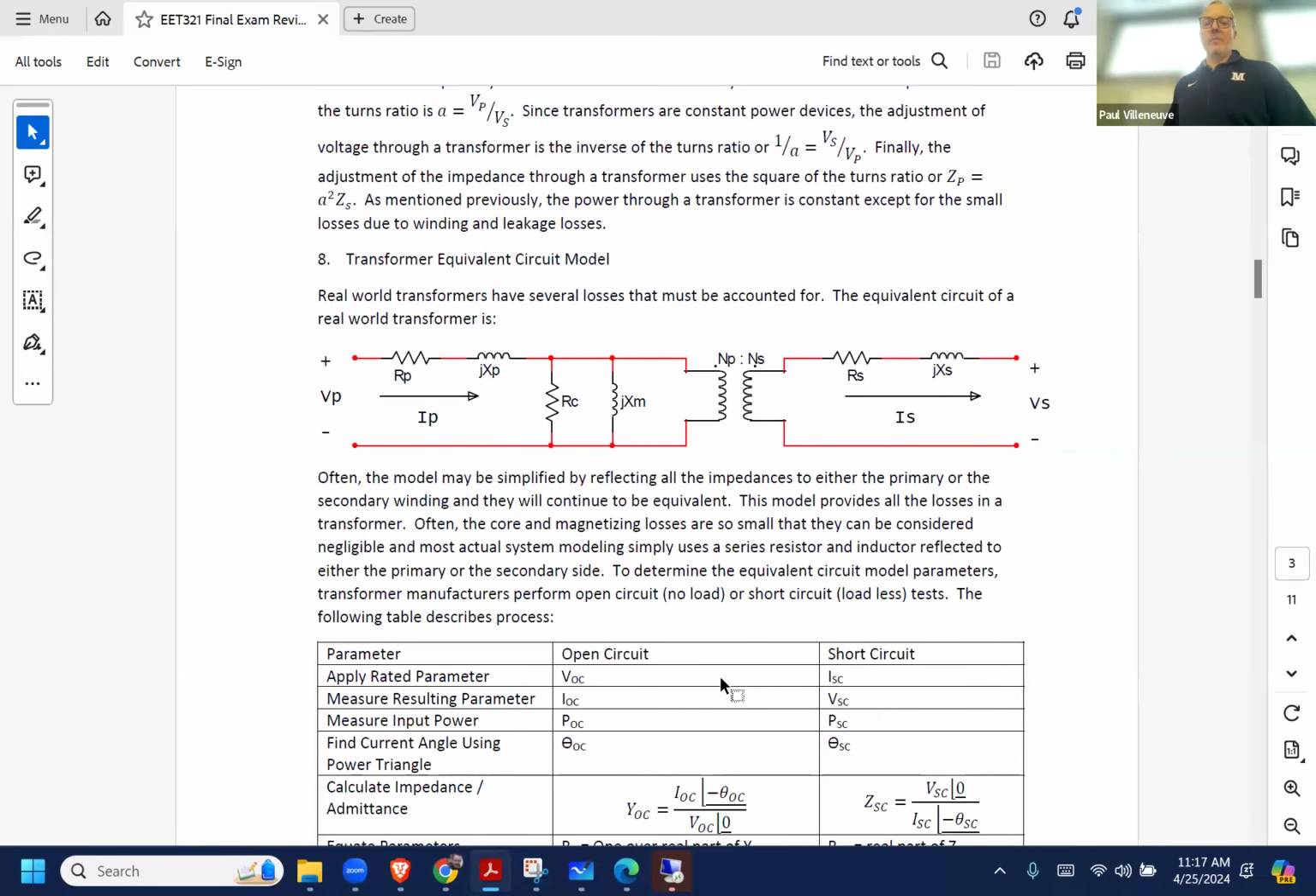Here's our equivalent circuit model. We're probably pretty comfortable with this because we've been looking at induction motors, but it's basically 6 elements. You have 3 resistors and 3 inductors. 2 of the resistors are as a result of coil losses, and one's because of the core. You've got 3 inductors. 2 of them are because of leakage as a result of current flowing into the windings. And the other one is you have to magnetize the core.